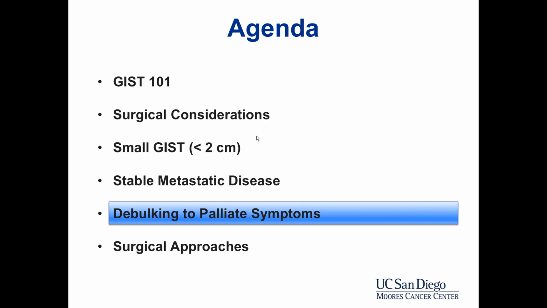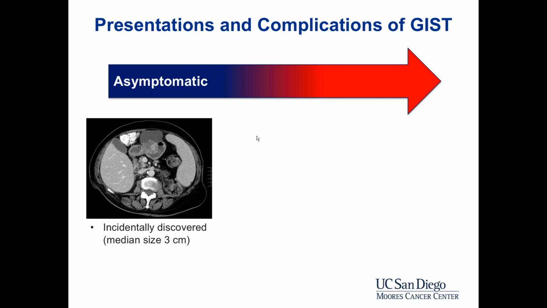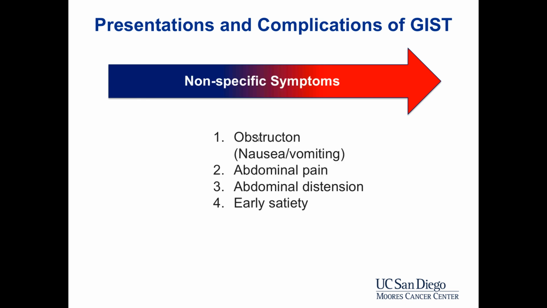So the last disease type I want to talk about briefly is palliative operations. GIST can often present as asymptomatic disease. Patients can sometimes present with nonspecific symptoms of obstruction, such as nausea and vomiting or abdominal pain.